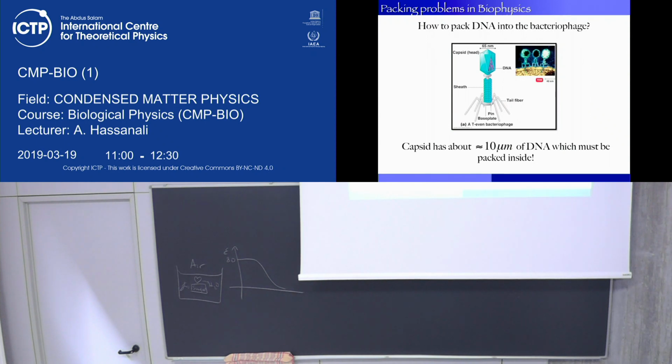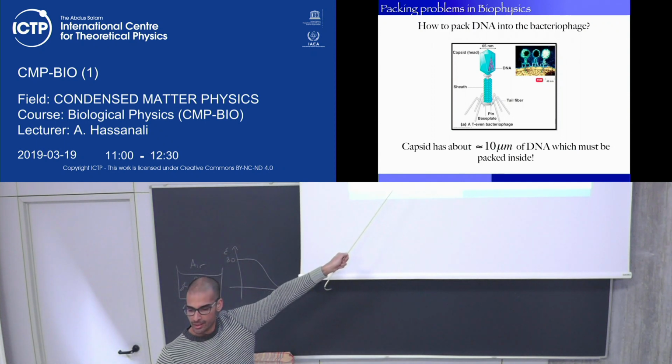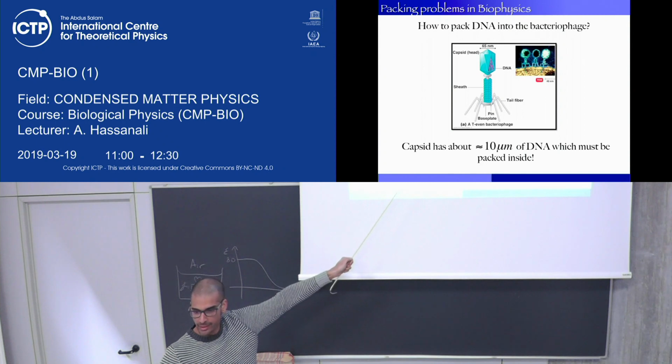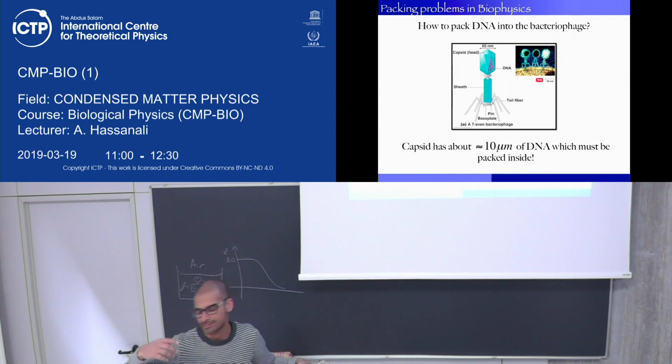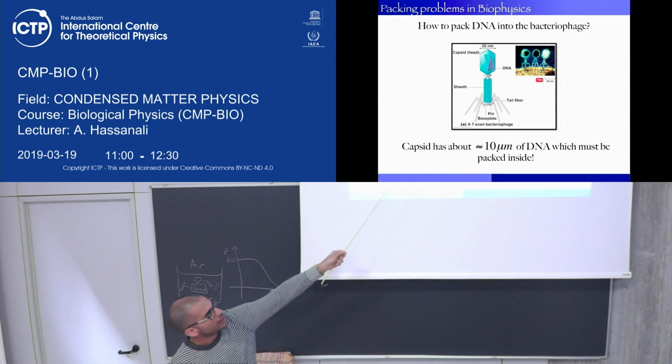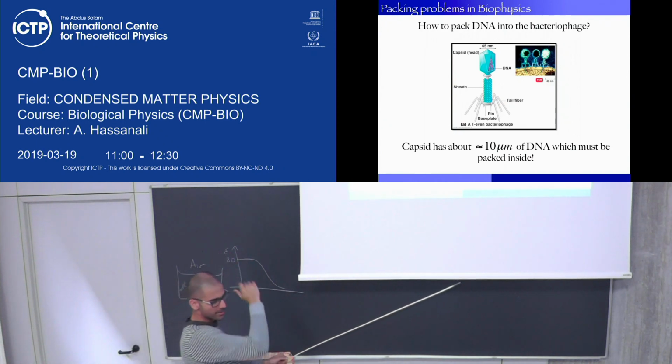Okay? And so the types of models that I was telling you at the beginning of the class, like Poisson-Boltzmann theory, Debye-Huckel theory, are mean field models that allow you to rationalize how you can achieve this type of packing. Okay?